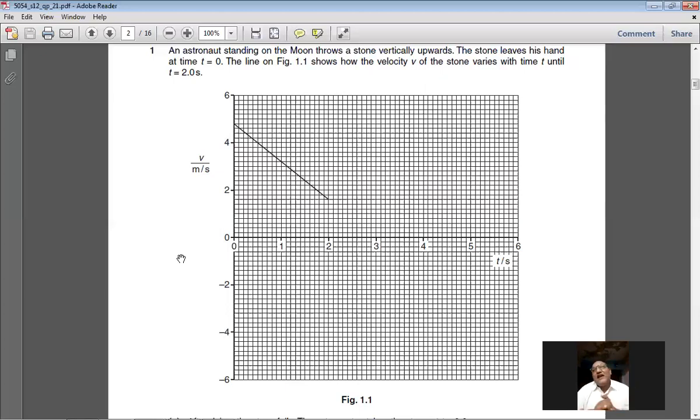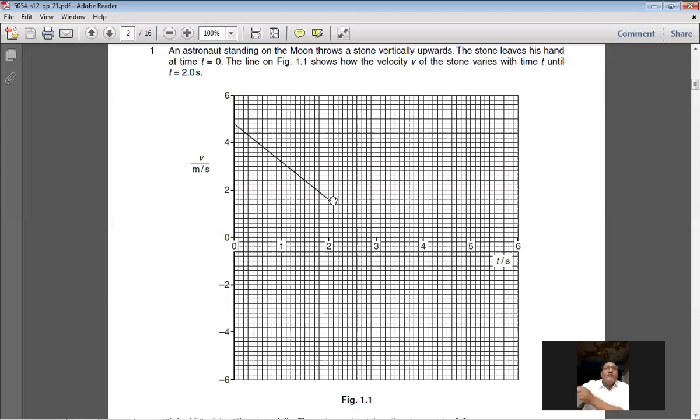On this graph, a velocity-time graph, the velocity is represented on the y-axis and the time on the x-axis. The time is taken in seconds and the velocity in meters per second. When the time was 0, the velocity was 4.8 meters per second. When the time is 2, the velocity is 3.8 meters per second. The ball was thrown upward at time 0, and at 2 seconds it is still going upward, but its velocity is gradually decreasing.